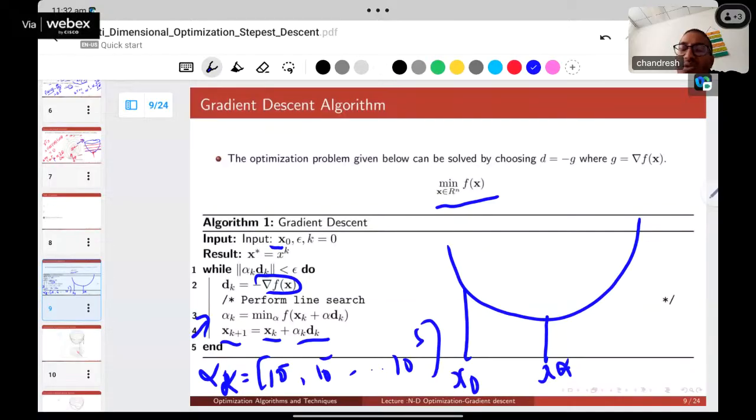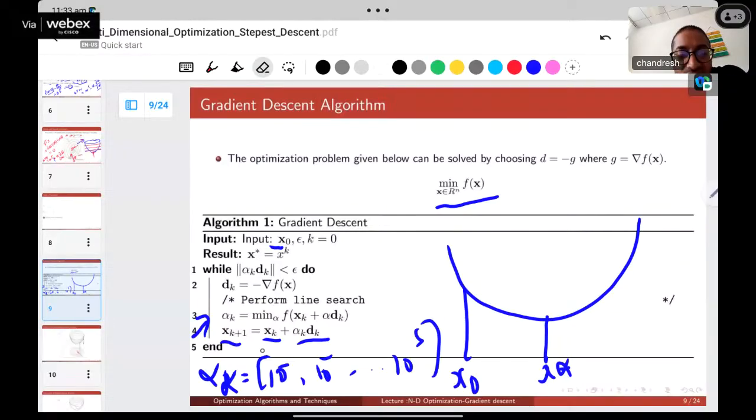Okay. So you can ask, what is this term doing? This is actually the stopping criterion. In iterative optimization algorithms, there are many stopping criteria, and this is one of them. It is nothing but checking the norm of the gradient.